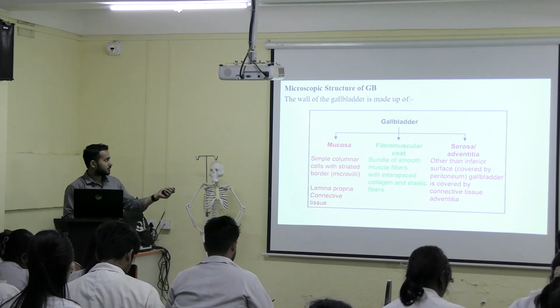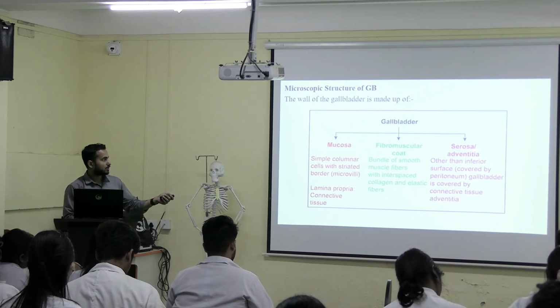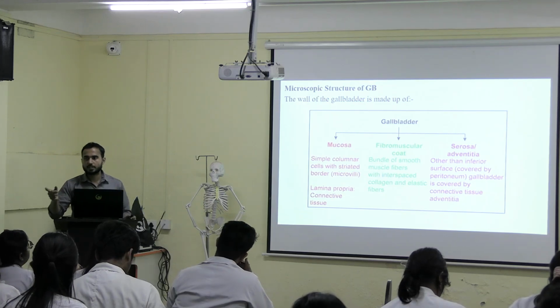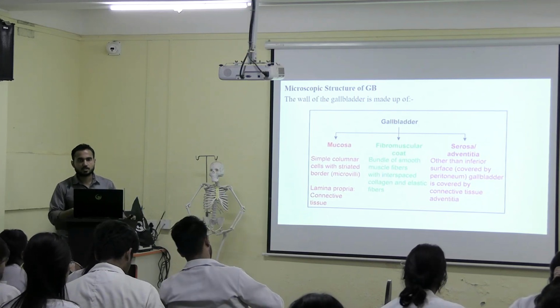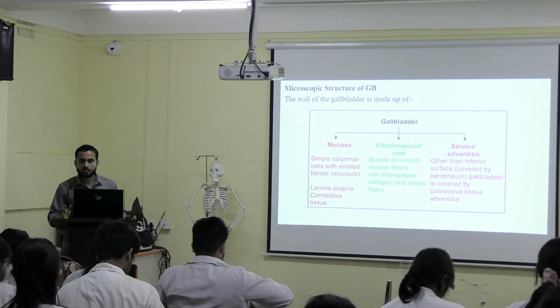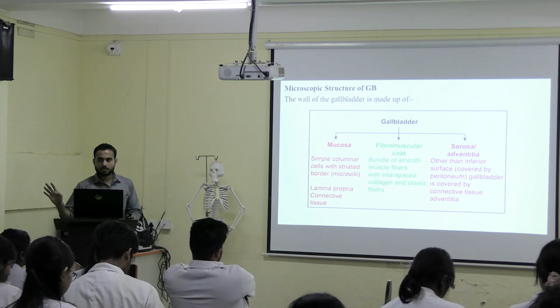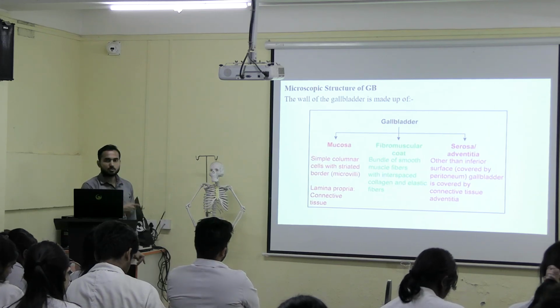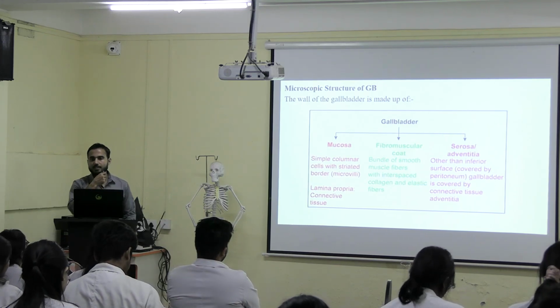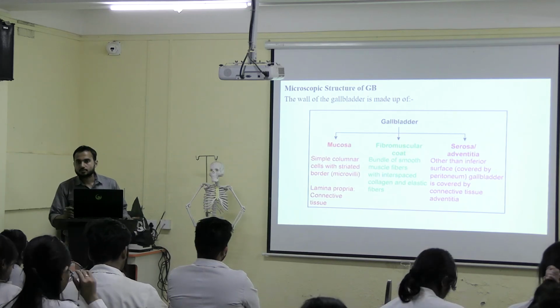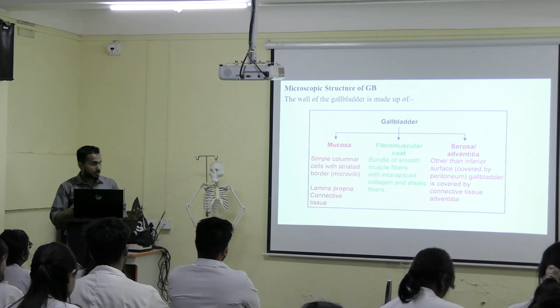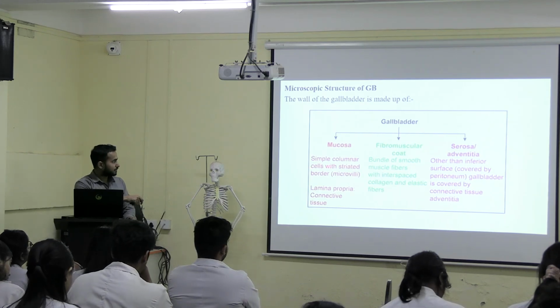What are they? First is the mucosa, then the fibromuscular coat, then serosa or adventitia. The concept of serosa and adventitia is the same: where peritoneum is present it is serosa, where it is not, it is adventitia. So I will not explain further. Now please concentrate on the mucosa. Do you remember the lining epithelium of the GIT? Simple columnar epithelium. What is the lining epithelium here?